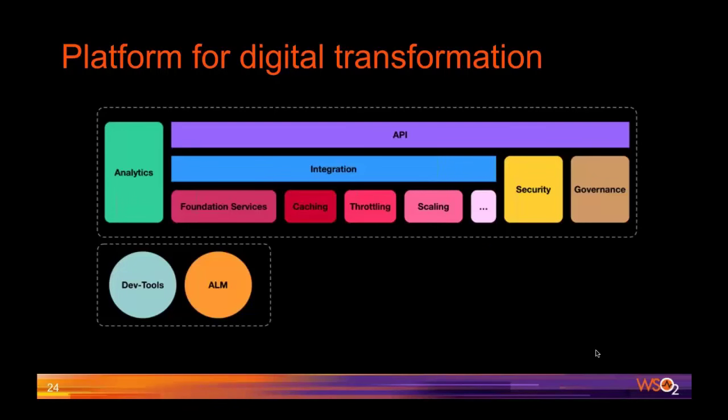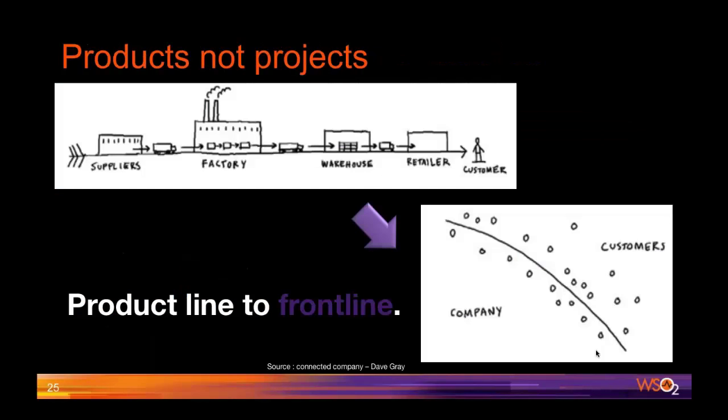So as a reference architecture of this concept that I can explain, you can build different platforms as sub-platforms and introduce integration, security, governance, analytics, and then provide these business capabilities to enable different service platforms. Then the next concept is called products, not projects.